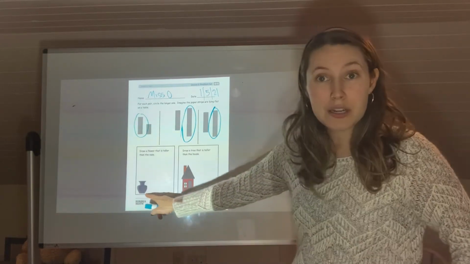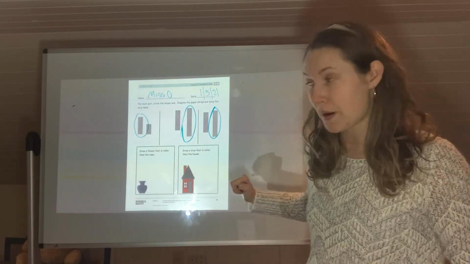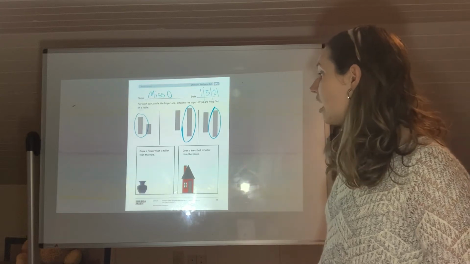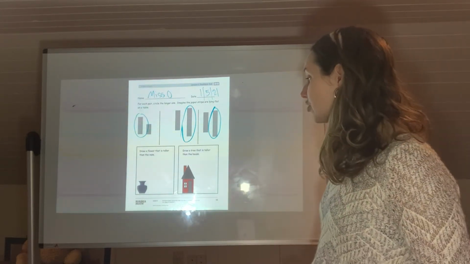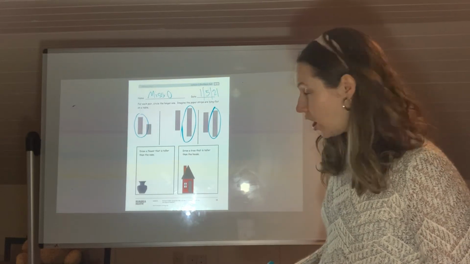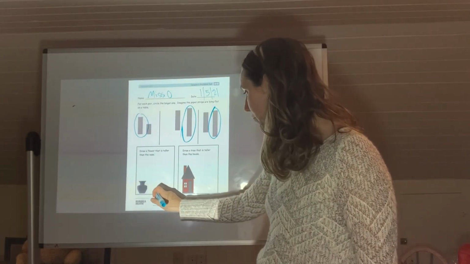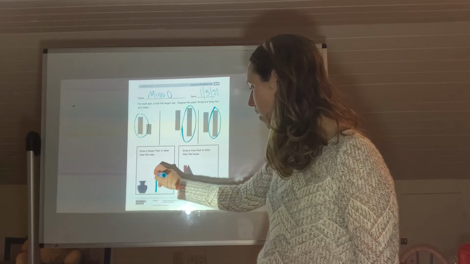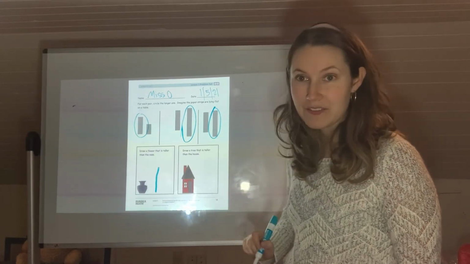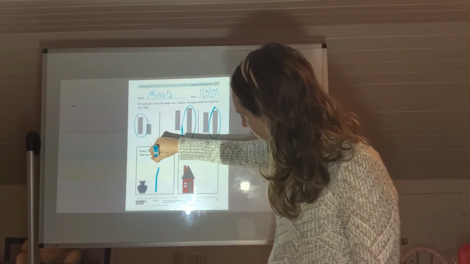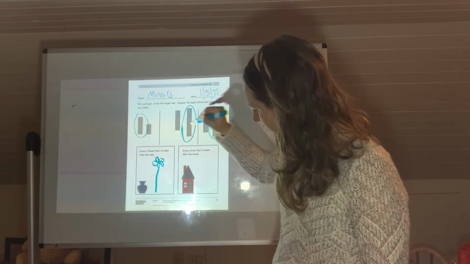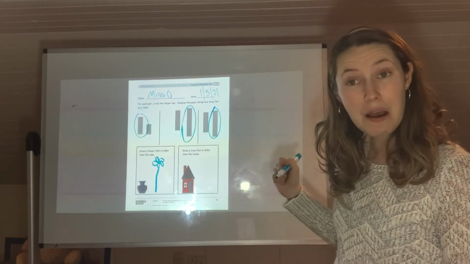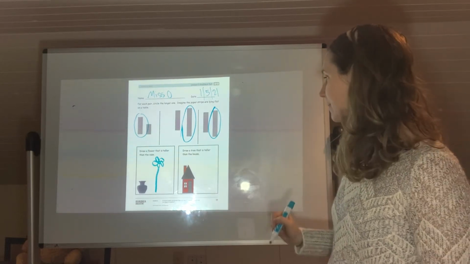All right, now I'm going to go down to my first little box here at the bottom of the page. It says, draw a flower that is taller than the vase. So to make sure that I can make it taller, I'm going to start at the same endpoint here. But then I'm going to go up higher than my vase is. Then I'm going to draw my flower. So now my flower is taller than the vase.